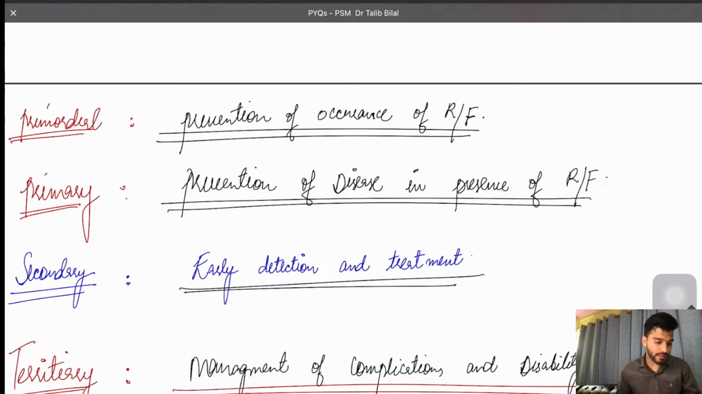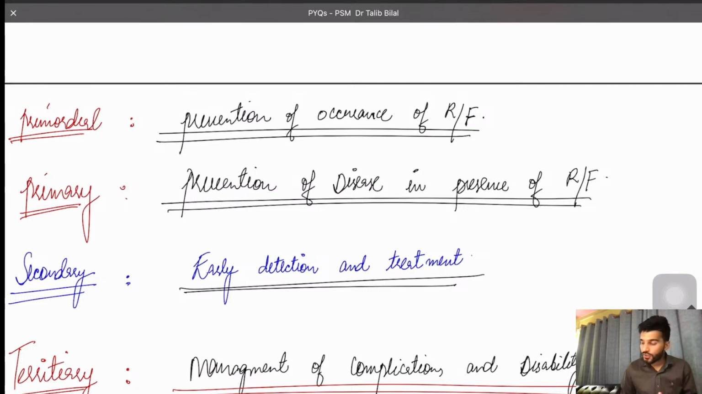So all the vaccines are which level of prevention? They are a primary level of prevention. All the diagnostic tests are which level of prevention? Secondary level of prevention. So remember that.